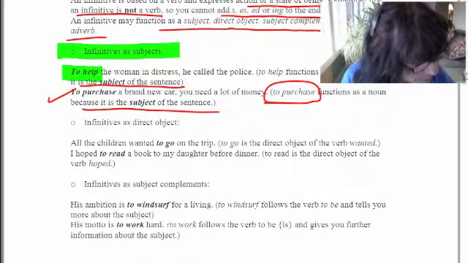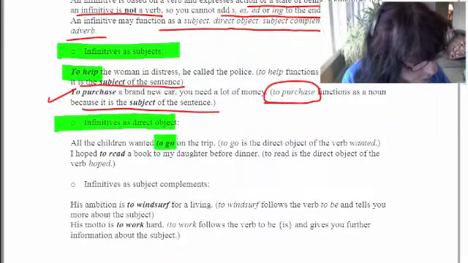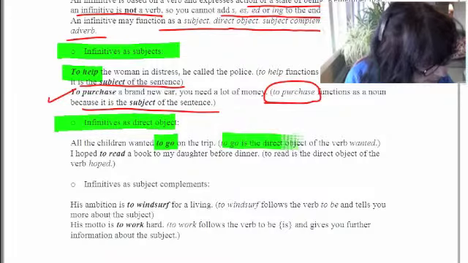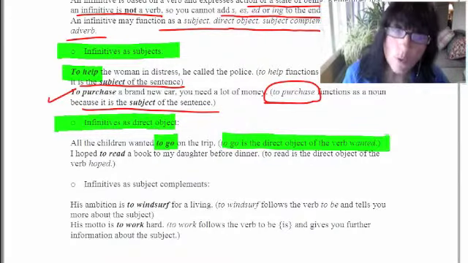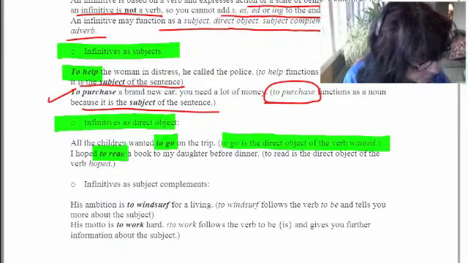Now the infinitive as a direct object. All the children wanted to go on the trip. There's the to. So to go is the direct object of the verb wanted because they wanted what? They wanted to go. Another one: I hoped to read a book to my daughter before dinner.